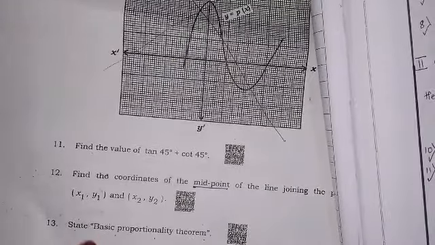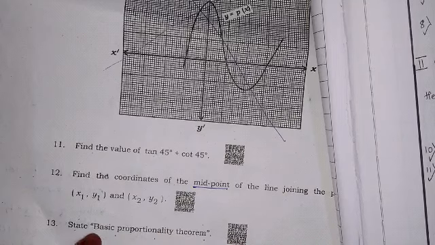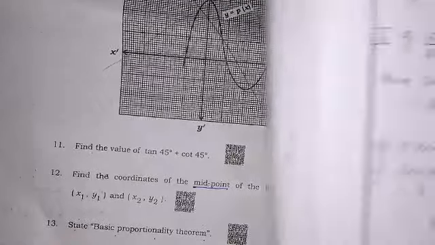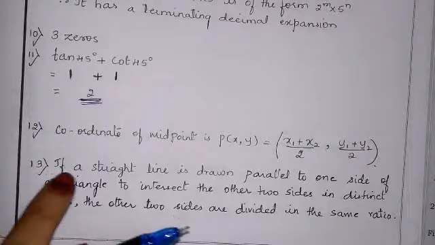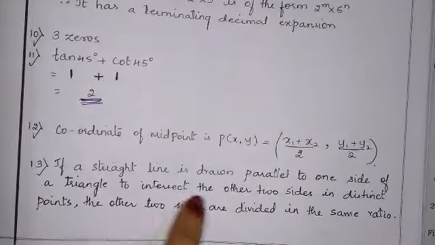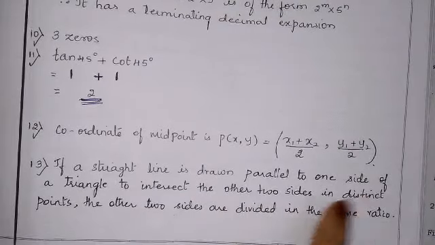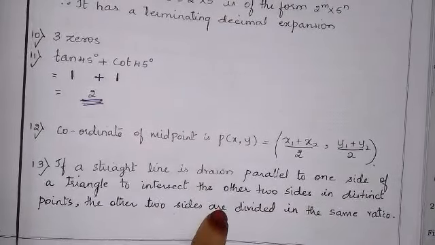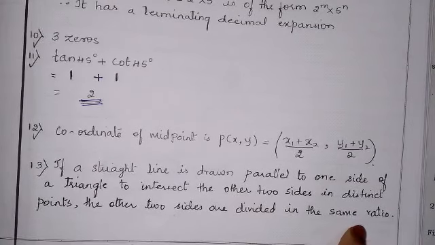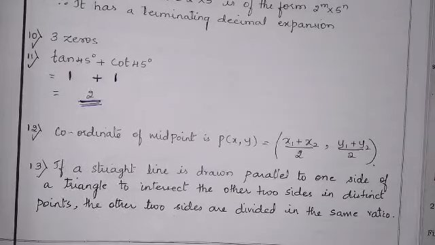Question number 13. State basic proportionality theorem. Basic proportionality theorem is also Thales theorem. So here only state, 1 mark, you only have to write the statement. That is, if a straight line is drawn parallel to one side of a triangle to intersect the other two sides in distinct points, the other two sides are divided in the same ratio. This is question number 13, where you only have to say the definition. Okay, let us see question number 14 now.